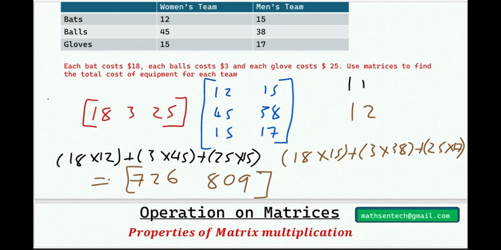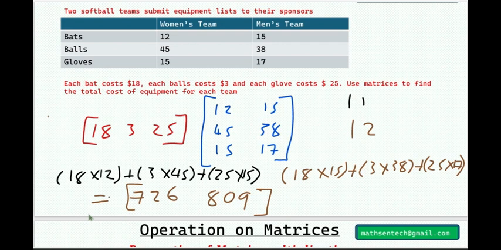So what is the interpretation? Remember, it's exactly the same way it's on our table there. So that means for the women's team, the total cost there is 726. For the men's team, the total cost is 809. So that's how you do this, all right? Sometimes for those who are in the academic place, these are some of the questions that you actually get when you're doing your papers. Okay, so that's how that is done. So that is the application of matrices.